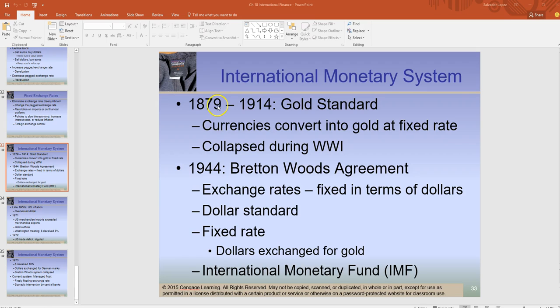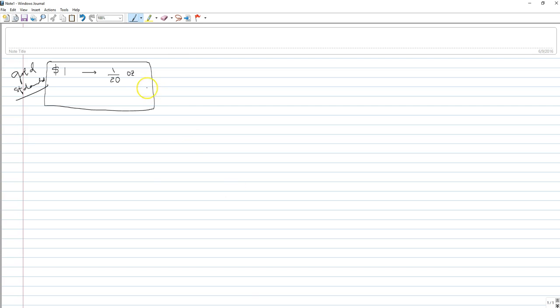Between 1879 and 1914, the first international monetary system was called the gold standard. Under the system, the currency is converted into gold at a fixed rate. But this system collapsed during World War I. Let's explain and discuss what the gold standard was.